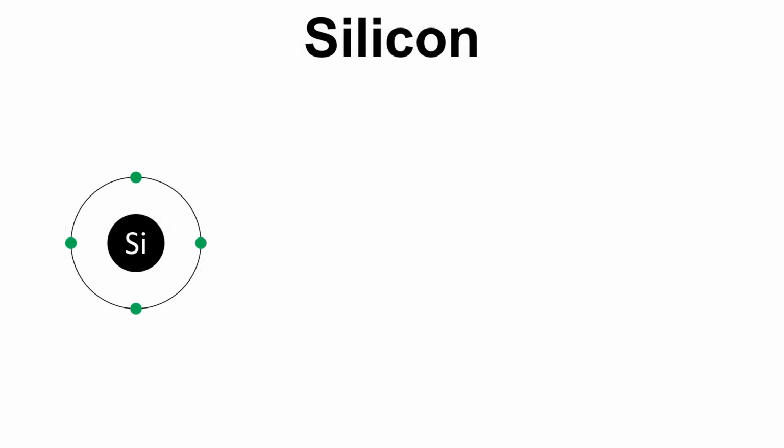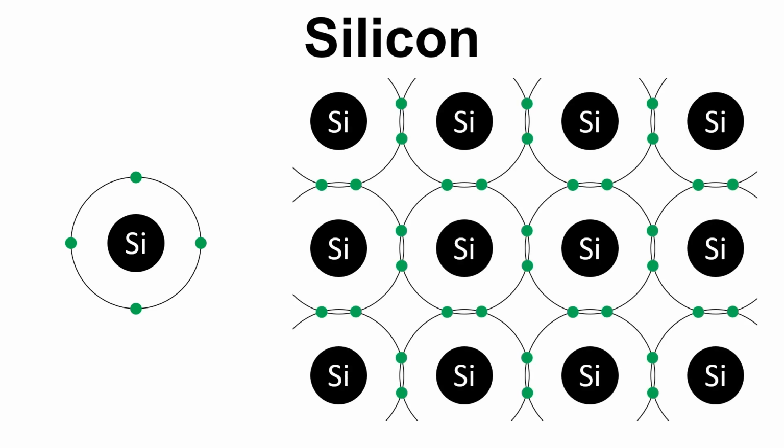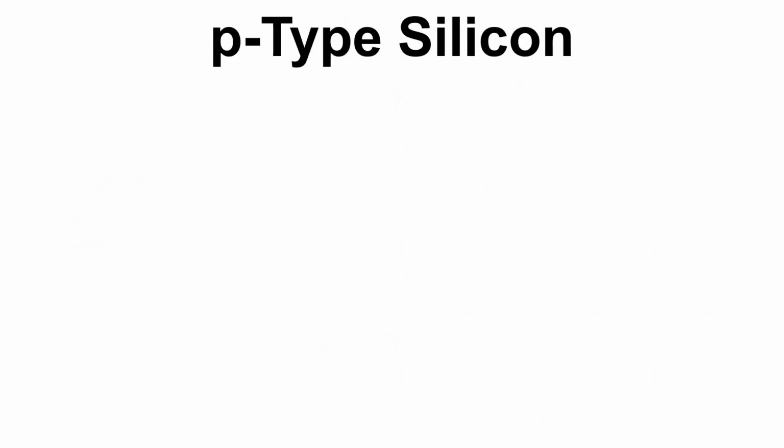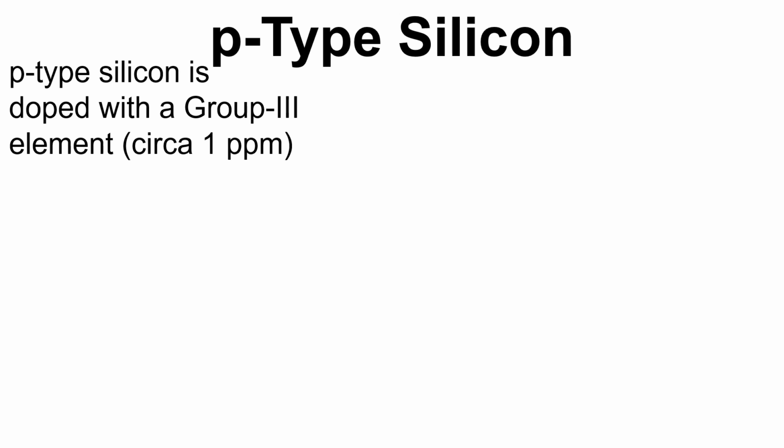So in silicon there are 4 outer electrons, and if we put those into a crystal lattice, those outer electrons are shared with its nearest neighbour in order to form covalent bonds. Now for p-type silicon, it's doped with a group 3 element at very low levels, circa around 1 ppm. So for example, it could be boron.